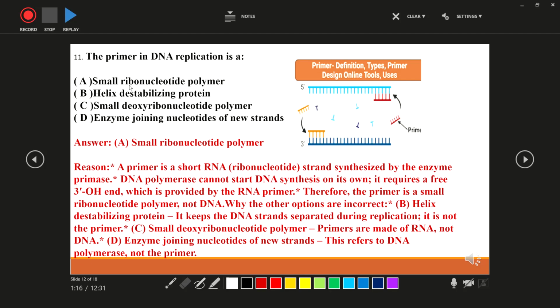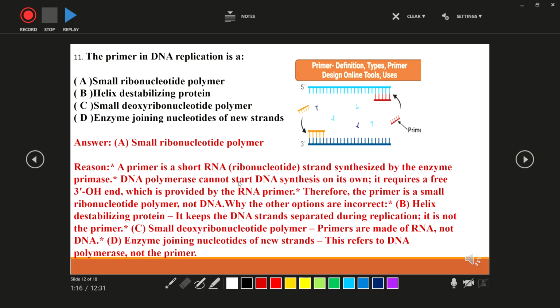The primer in DNA replication, the answer is small ribonucleic polymer, because a primer is a short RNA ribonucleotide strand. This is a very, very important answer. Synthesized by the enzyme primase. DNA polymerase cannot start DNA synthesis on its own. It requires a free 3' OH end, which is provided by the RNA primer. Therefore, the primer is a small nucleotide polymer, not DNA.